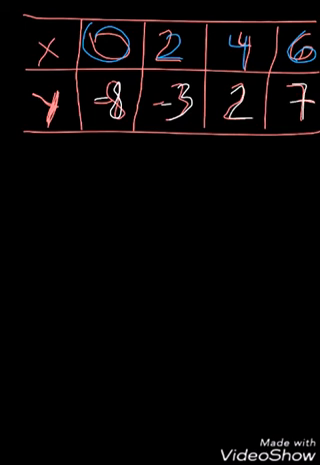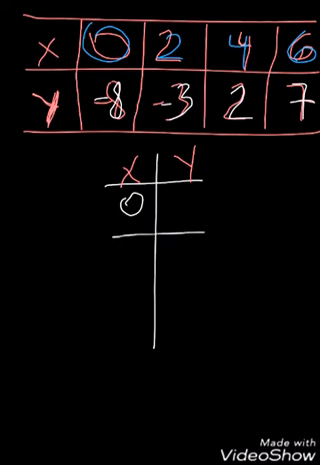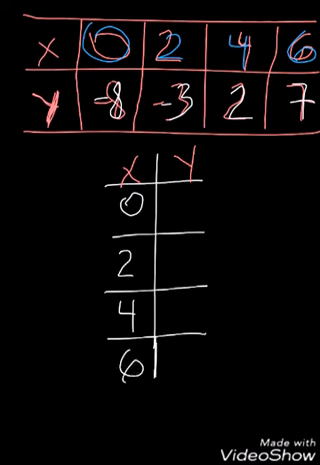So we're going to separate them first by having a box, separating x and y. 0, then 2, then 4, then 6. And after that we're going to write the y values, which are -8, -3, 2, and 7.